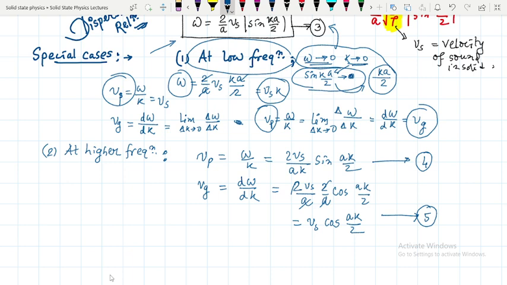Thus both Vp and Vg are functions of the frequency. This is referred to as the phenomenon of dispersion.